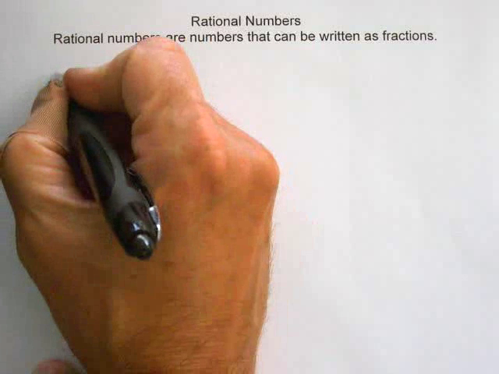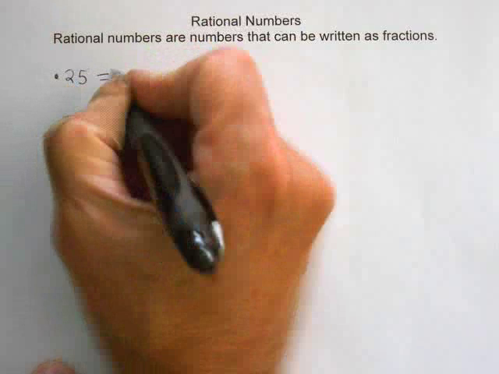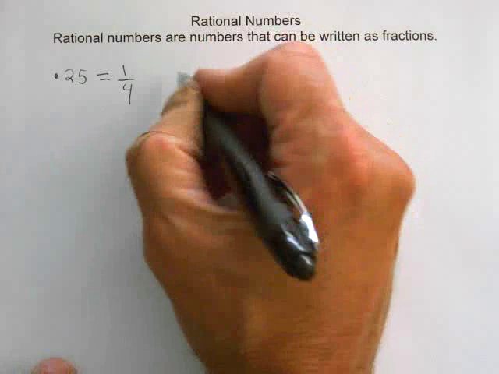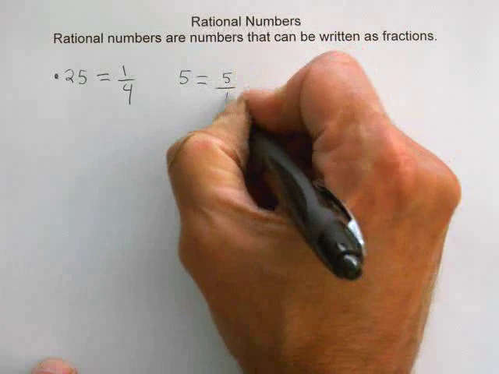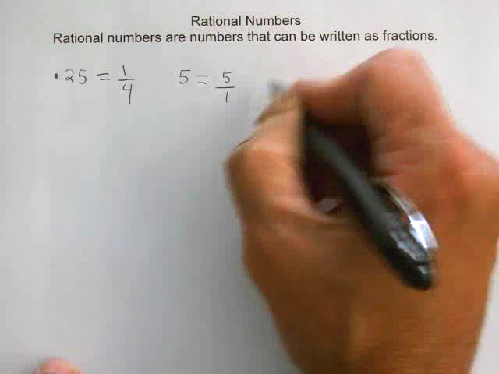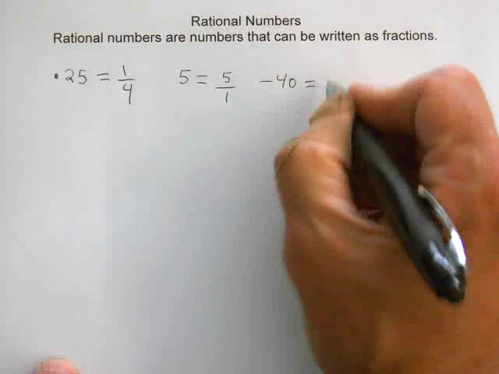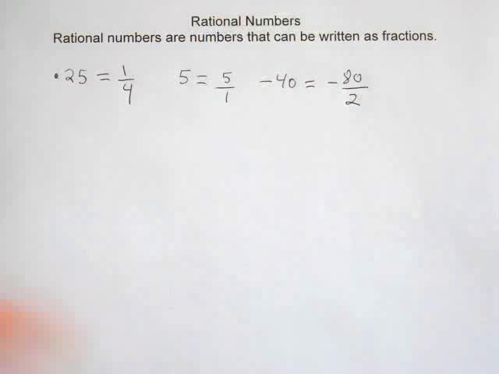How about if we take one we're all familiar with, 25 hundredths, 0.25. We know that that's the same as 1/4. Or how about if we take a whole number like 5? We can say that 5 is the same as 5/1. That's a fraction. Or how about if we took a number like -40? Well, we could say that -40 was the same as -80/2. That would be the same as -40.